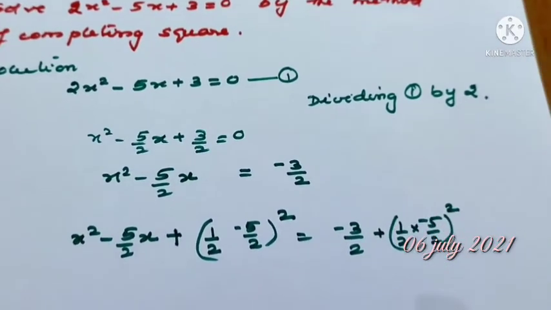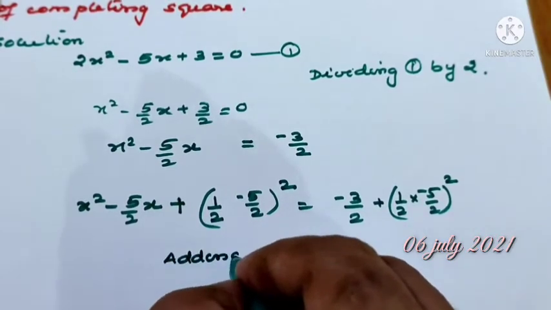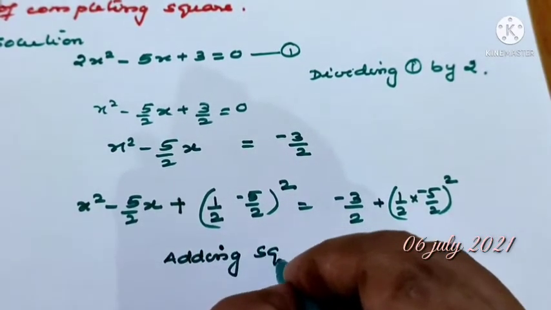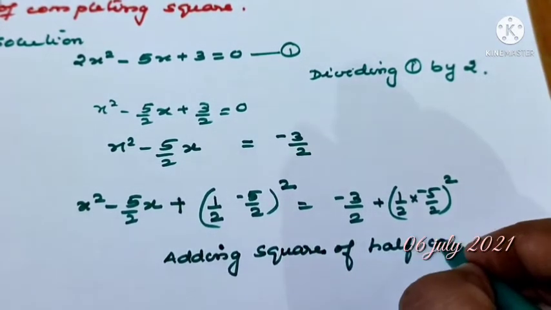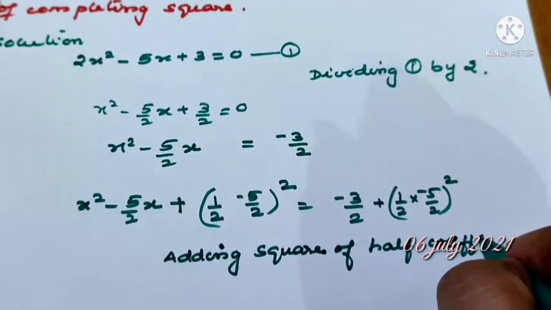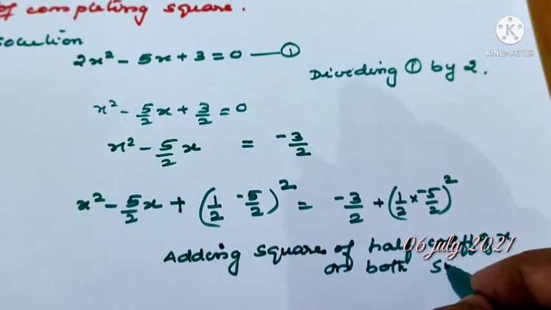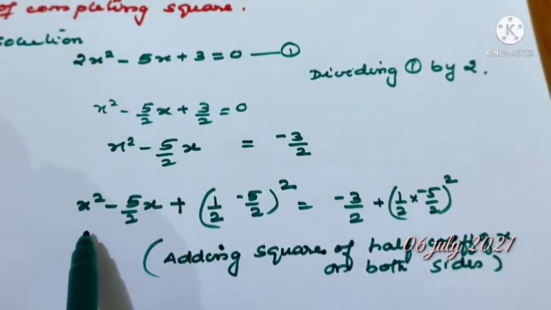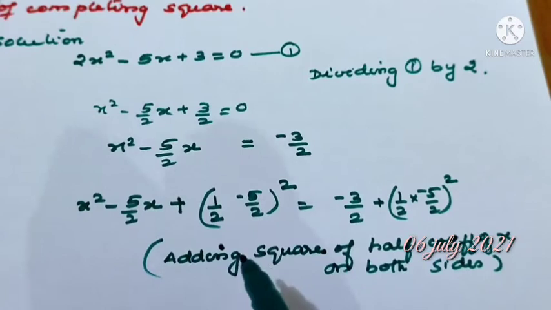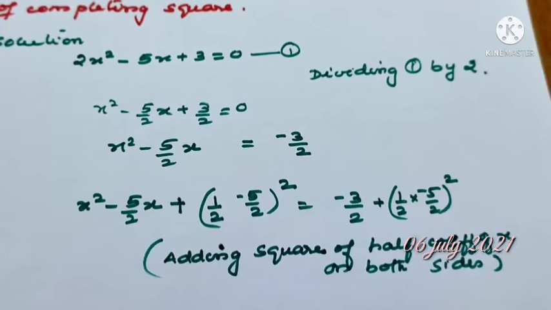This is the first question. I'll write the steps here. So adding the square of half of the coefficient of x on both the sides. One side we cannot add, both the sides we should add, right? So here if you check, this is x square and this is also a square term, so a square and b square. Now this is the middle term, right? So we should check whether our middle term is coming or not.